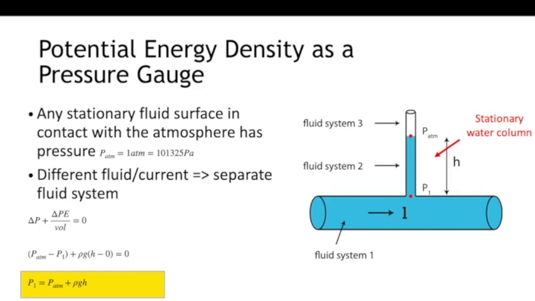And if P1 is equal to PATM plus ρgh, that also tells us that the pressure in the pipe below it at that point is equal to that as well. So the standpipe being here is a gauge of the pressure in the pipe below. And the higher the water rises in the standpipe, the greater the pressure. And we can see that here. The larger H, the larger P1 is going to be.